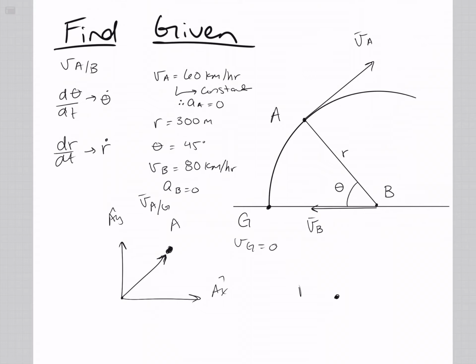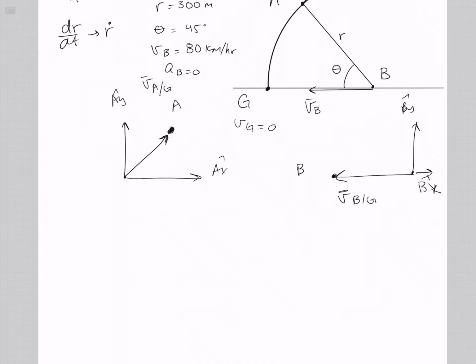If we're to do the same thing with B, where we slide the arrowhead down, velocity of B with respect to G, and you also have BY hat and BX hat. But what's this ground that we've been talking about? Well, it kind of makes sense that it's going to be GX hat and GY hat. And the velocity of the ground is equal to 0. So the tip and the tail of the velocity of the ground are here, and we're going to call this the ground.